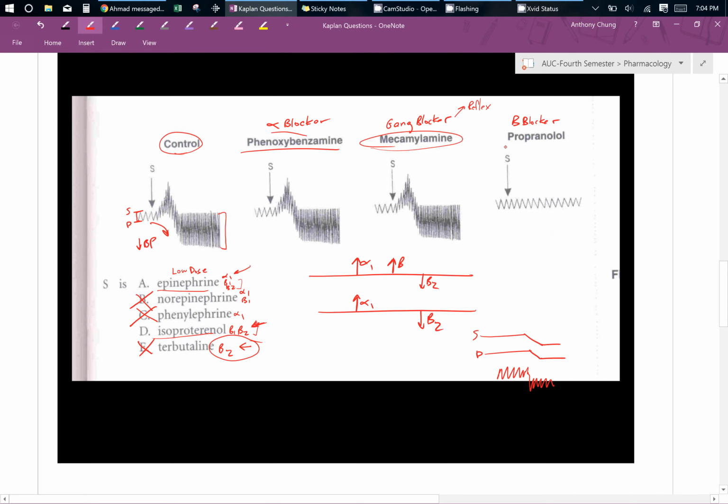And the last one is propranolol. In the case of propranolol, you notice that this thing is flat-lined throughout the whole thing. It got rid of all beta effect. So let's take a look at epinephrine and isoproterenol. If you eliminate all beta, the only thing that's going to be left is alpha if it turned out to be epinephrine. If it were epinephrine, you would expect this line to come up even slightly, a little bit. So in this case, it can't be epinephrine. So the answer has to be isoproterenol.